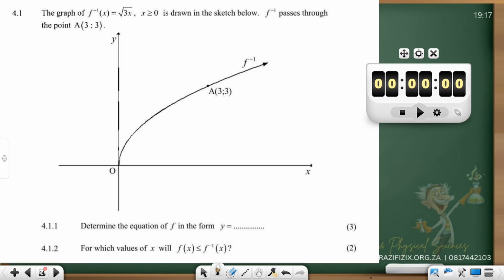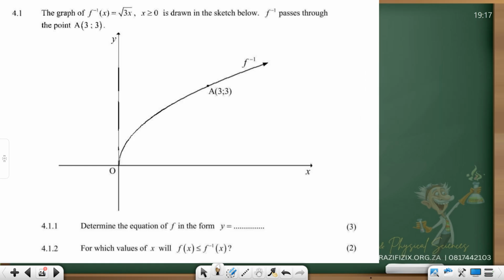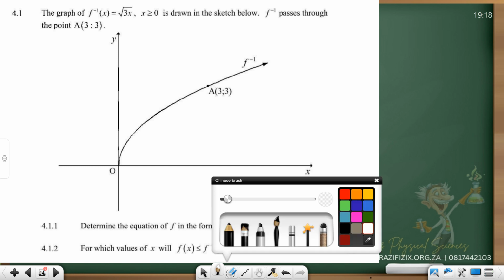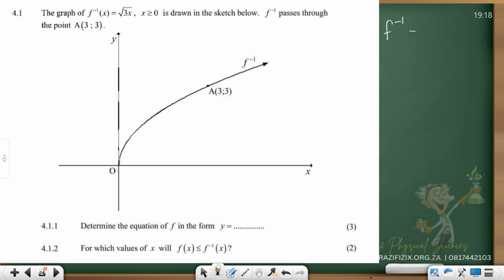Witness, talk to me. Stuck? All right, guys, are we ready to mark? It says the graph of the inverse function is given as that. So the inverse function is given as root 3x. Determine the equation of f. Already you know that it's inverse. How do we do inverse?